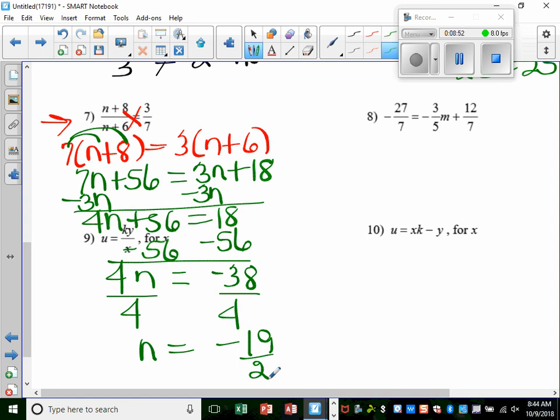All right, who has the answer to number 8? Number 8 was a fraction as well. Yes, that is correct, 65 over 7.